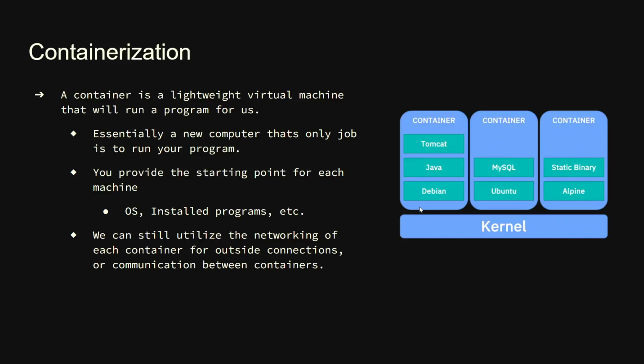The key point here being the networking between these containers. We still utilize the networking between them like any other computer. So they have ports, it has an IP. We can communicate to it. It can send things out of it. We can communicate between containers. They're just little tiny computers.